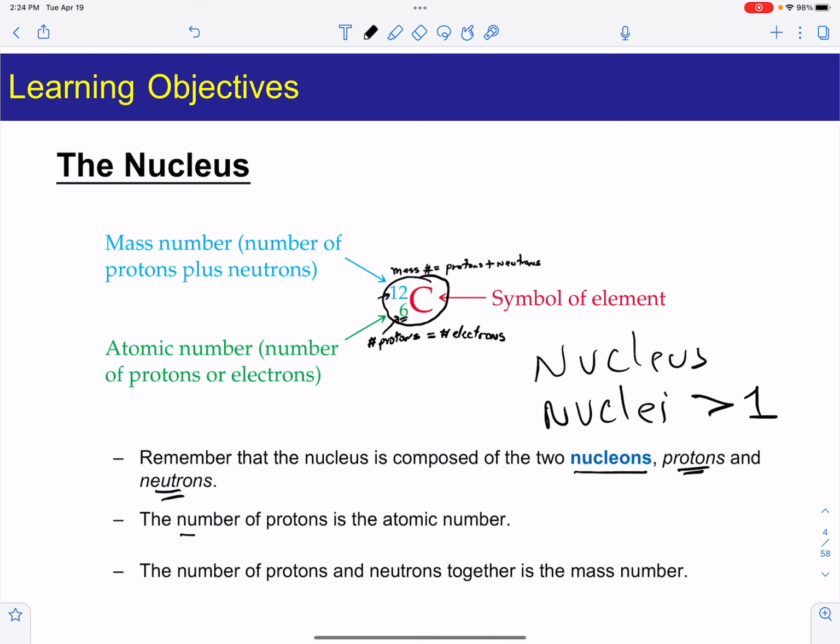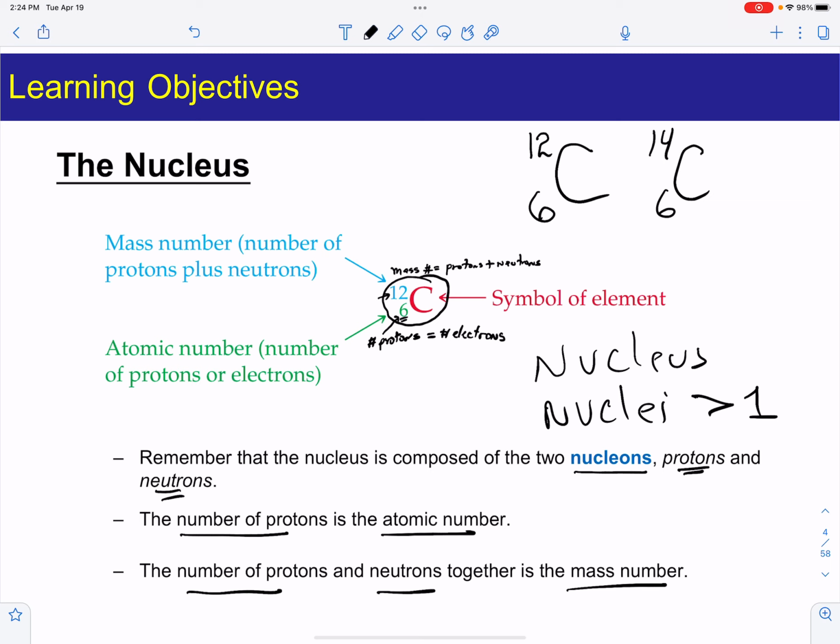You already know that the number of protons is going to equal the atomic number, and that the number of protons and neutrons together is the mass number. So this is a way to write an isotopic symbol, just like you saw here, atomic number at the bottom, and since this particular isotope has 6 neutrons, 6 protons plus 6 neutrons is 12. An isotope of this would be, for example, that. Same element, but now we have 8 neutrons instead of 6 neutrons.